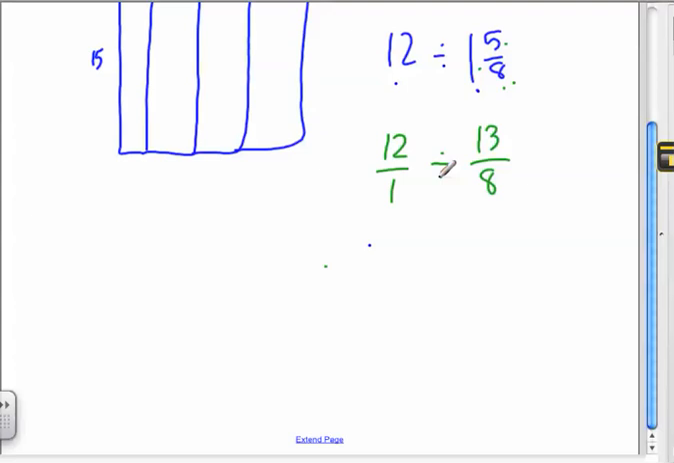So what's the next step that I need here, Milan? Always flipping the second one so that we can multiply. Exactly. So tell me what to write. 12 over 1 times 8 over 13. So now my question is, what do I do next before I multiply?